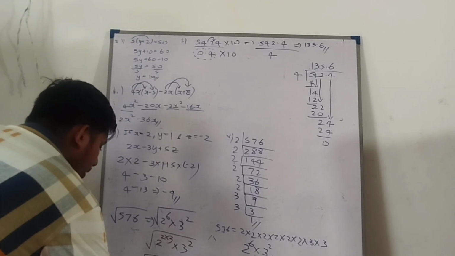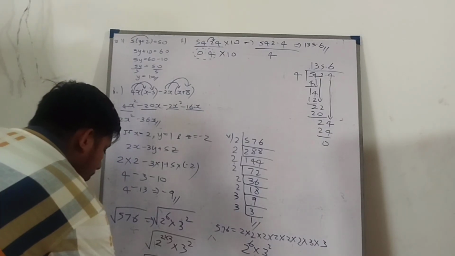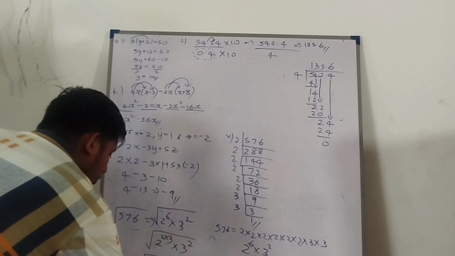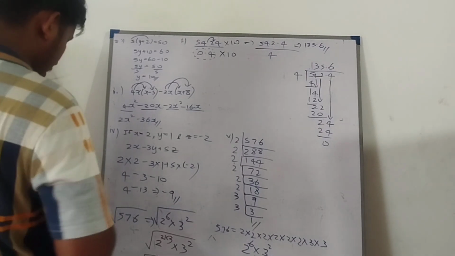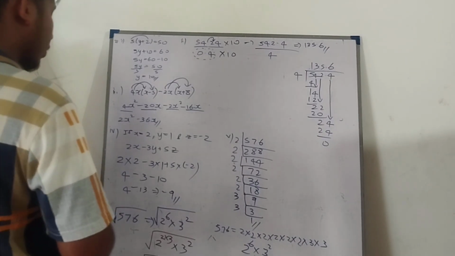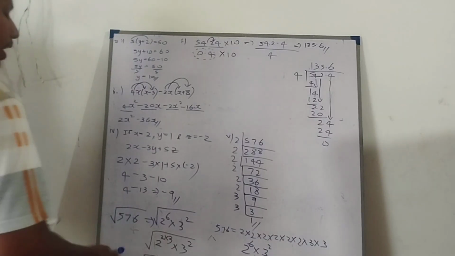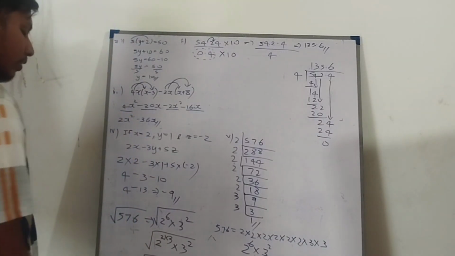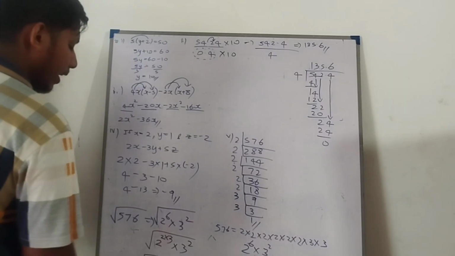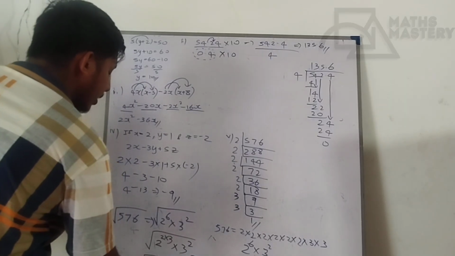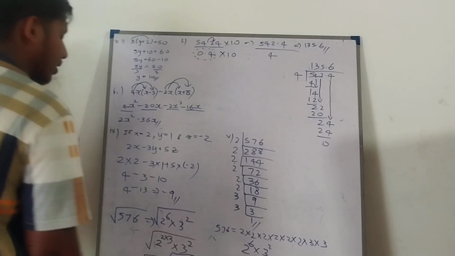2 to the power 2 times 3 multiplied by 3 to the power 2. I have told you, students, square root and the square are like the mongoose and the snake. What happens? They fight with each other and they cancel.